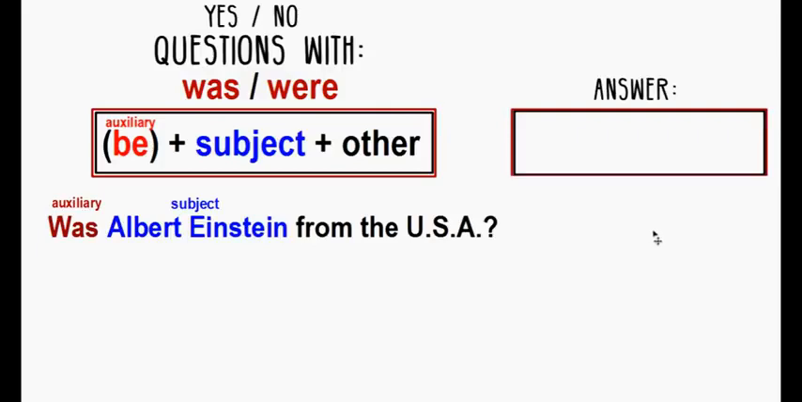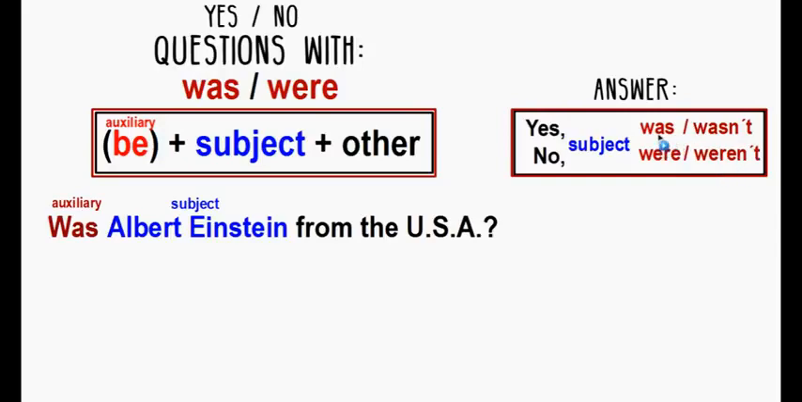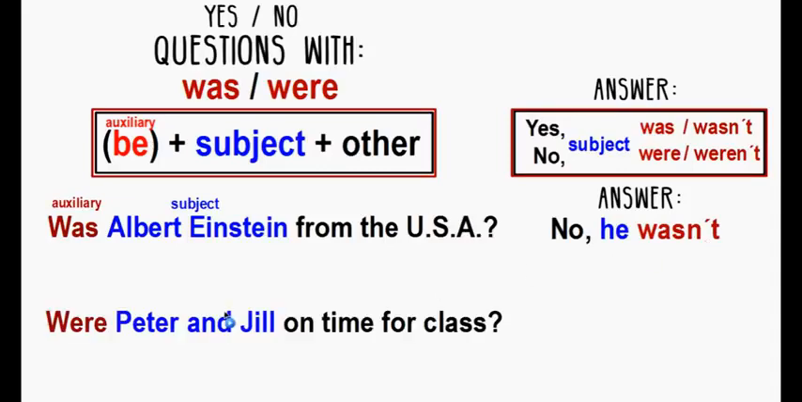This is a yes/no question, so we need an answer. For the answer, we use yes or no, the subject, was or wasn't, were or weren't. Remember, was and wasn't is for the singular subjects. Were and weren't is for the plural subjects. So for example, was Albert Einstein from the United States? The answer, no, he wasn't. Let's look at another example.